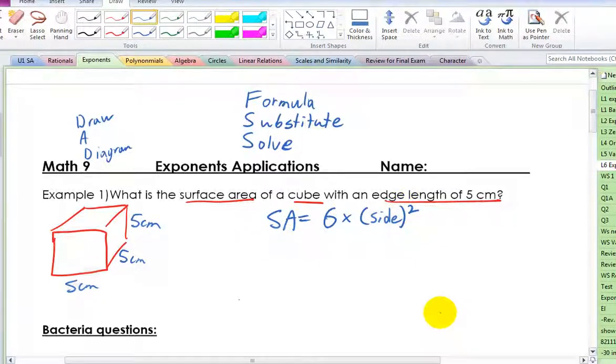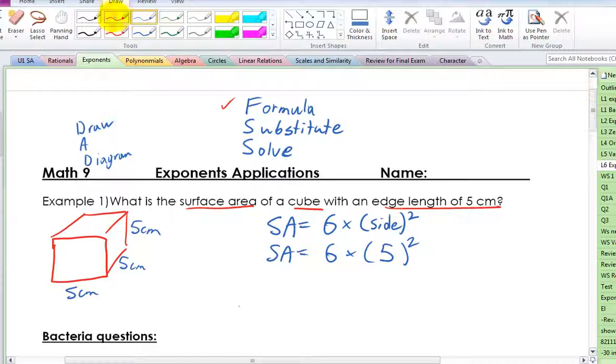So now we did the first part. We're done the F, now we have to substitute. So we don't know the surface area, we're trying to find it. That stays there. 6 times 5, because that's the side length, squared. So now we did the substitute part. Pretty easy, isn't it? So now we're going to have to solve.